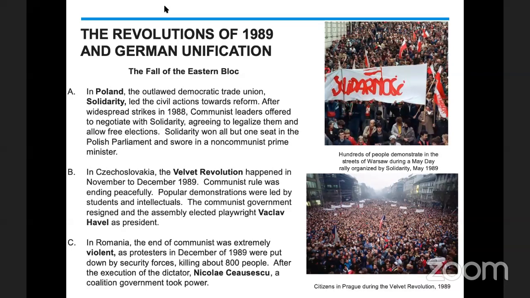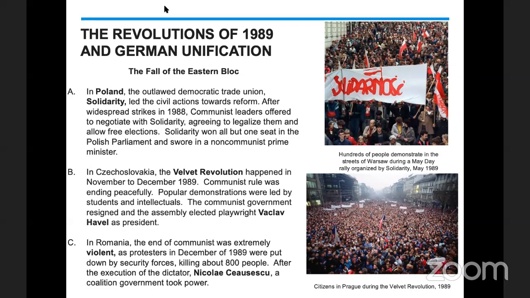I didn't mention Hungary here, but that's important as well. Hungary, in an effort to support its failing government, will open its border with East Germany. That's going to have people flooding out of East Germany into Hungary and then trying to end up back through Austria into West Germany.